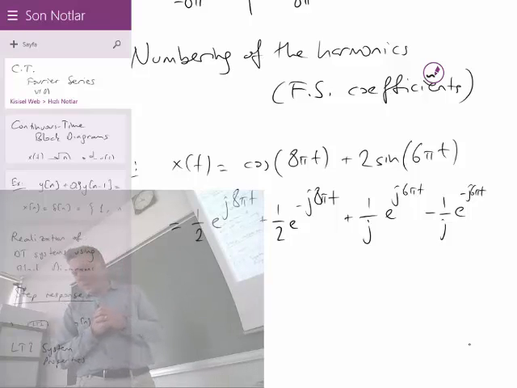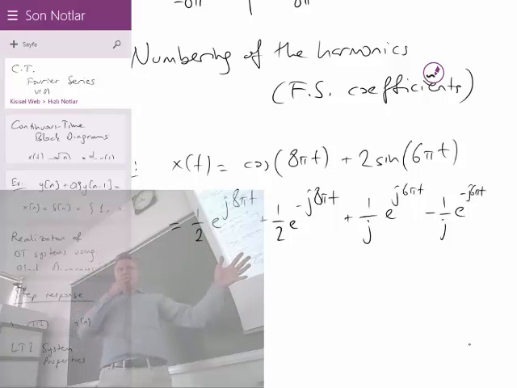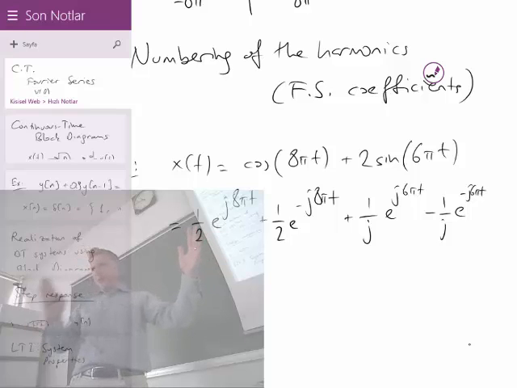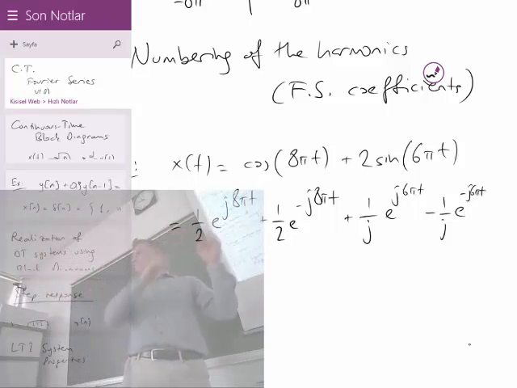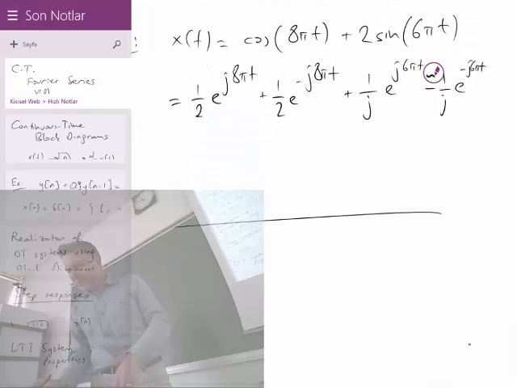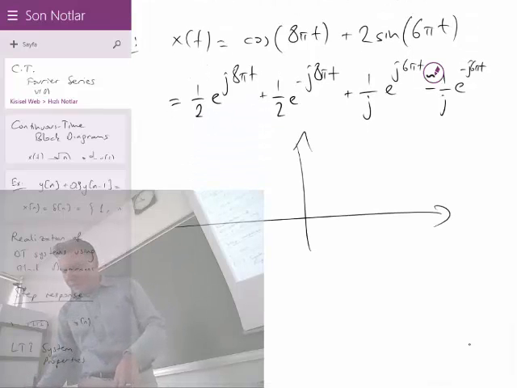So these are the components. But what is the numbering? We can clearly insert them on the omega axis. There is no problem. At 8 pi, we will put a 1 over 2. At minus 8 pi, we will put a 1 over 2. At 6 pi, which is a lower frequency, we will put a 1 over j, or a minus j. How do we draw a minus j? Don't worry about those things. Just put something and indicate its value to be minus j. And at minus 6 pi, there will be a plus j. So these are our harmonics.